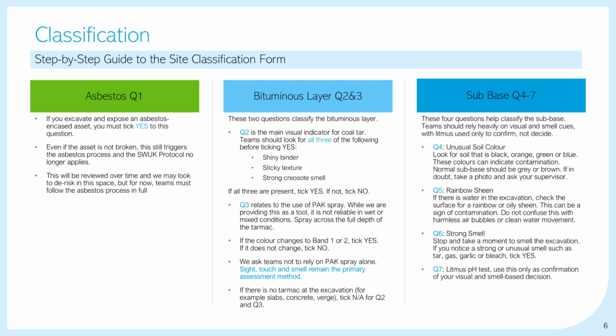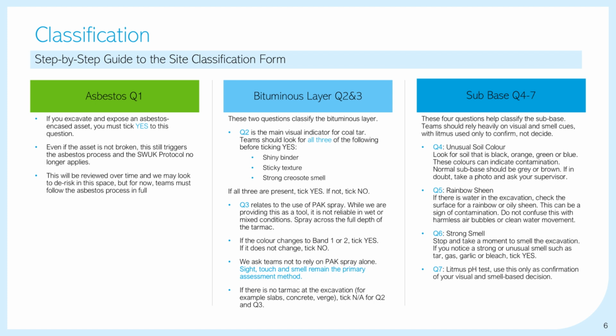Questions 2 and 3 are for the bituminous layer. Bituminous material is only tarmac. It is usually the surface layer, but not all surface layers are tarmac. Question 2 is a visual check for coal tar. Look for 3 clear signs: shiny binder, sticky texture, and strong creosote smell. All must be present to tick yes. If not, tick no. Question 3 is the PAK spray test.